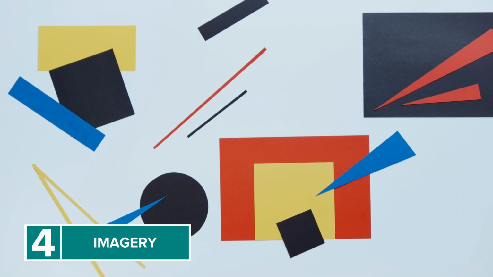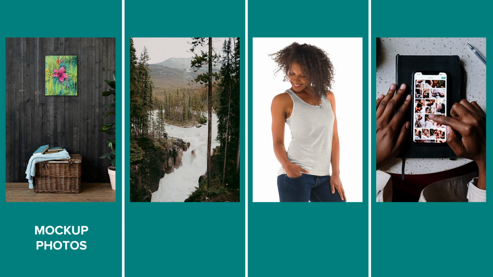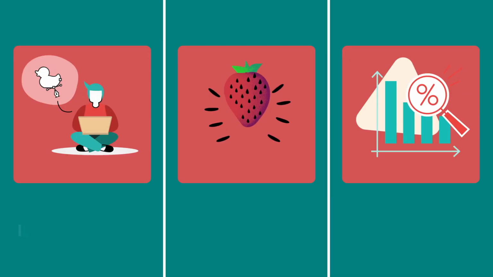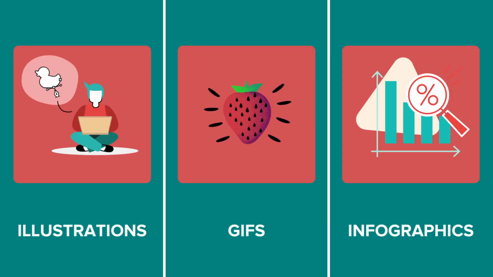The next element of visual brand identity is imagery. Imagery is all about the consistent style and treatment of images. As with all other elements of visual brand identity, they should fit your brand's personality. An inexpensive brand might have more down-to-earth imagery, while a more expensive brand might have more high-concept imagery. You'll need to think about this when choosing your source of photos, whether it's mock-up photos, stock photos, photo shoots, or user-generated photos. Imagery also includes other visual forms like illustrations, GIFs, and infographics, so keep those in mind when deciding what sort of imagery you'd like to use.